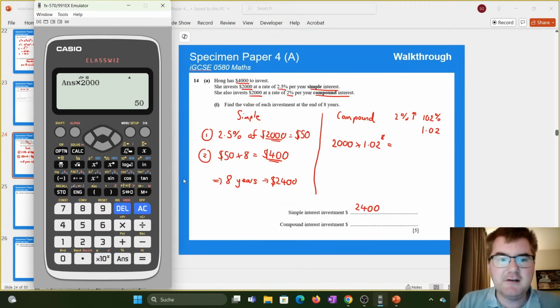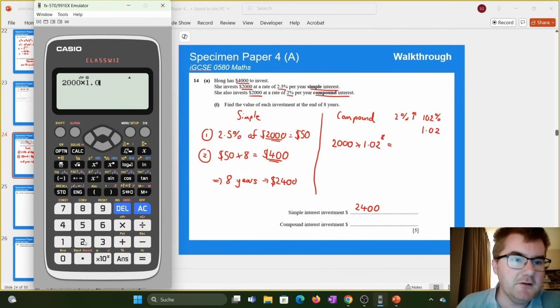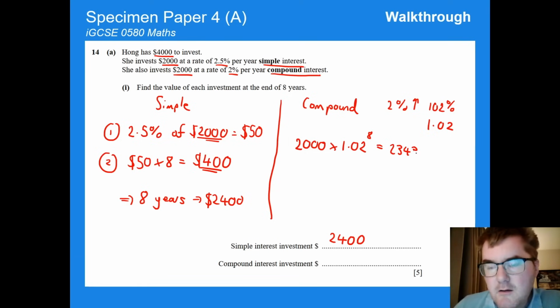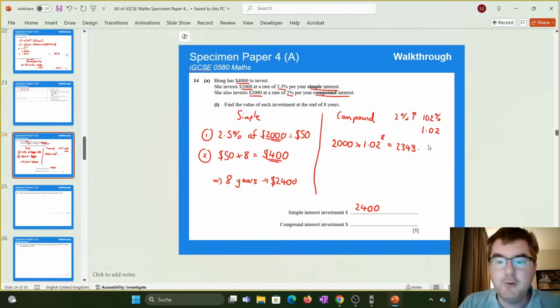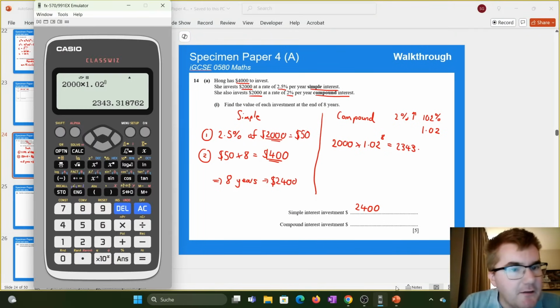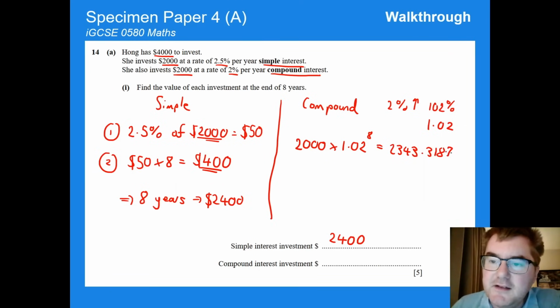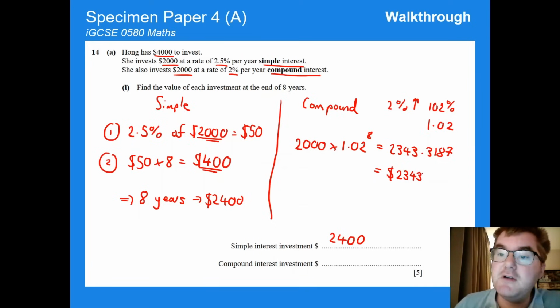Again, we can use our calculator. So we have here 2000 times 1.02 to the power of 8. Use this button here, and then we get 2,343 point. There was a point something. Let's have a look. 0.3187. And generally with money questions, we round this then to nearest pence or nearest cent. So 2,343.32.